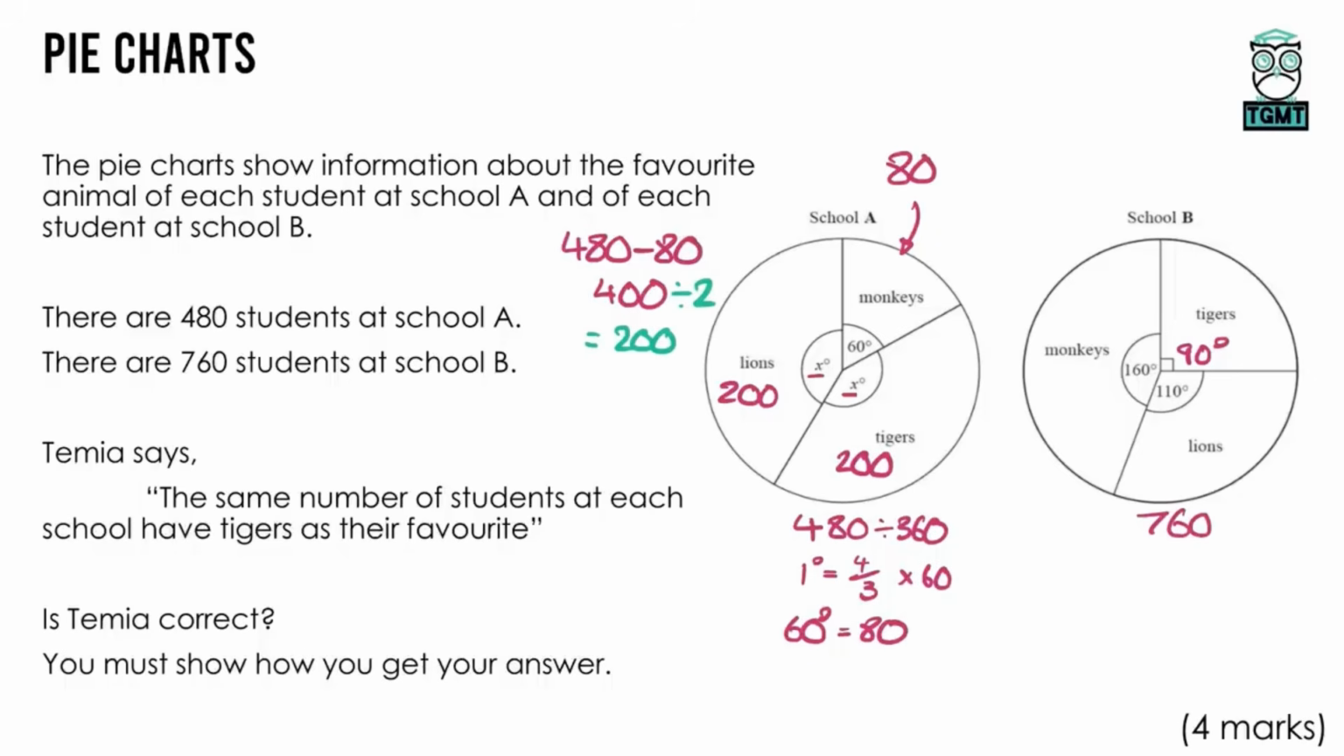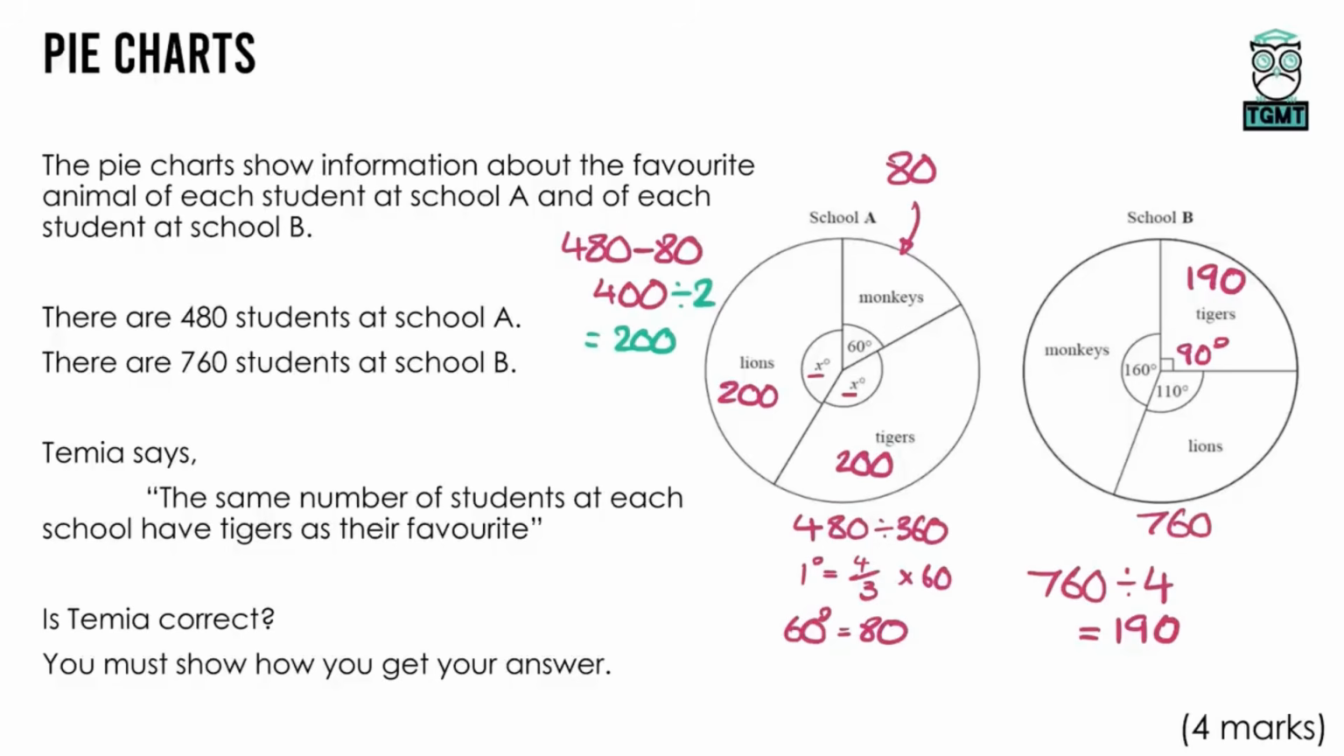You could do 760 divided by 360 to find out what that represents, but as it's 90 degrees, we should always look for ways of saving time, so we can actually just do 760 divided by 4, which is 1/4. And if we type that in on our calculator, we get 190. So that's 190 in this particular pie chart. We don't need to find the other two because we are only comparing the tigers.